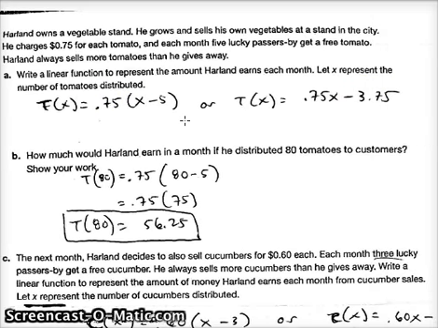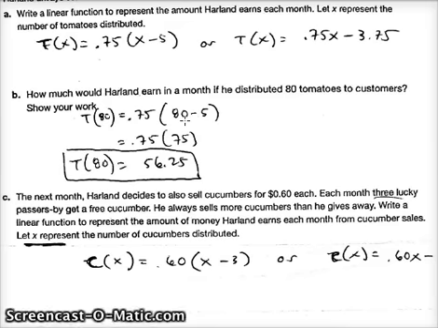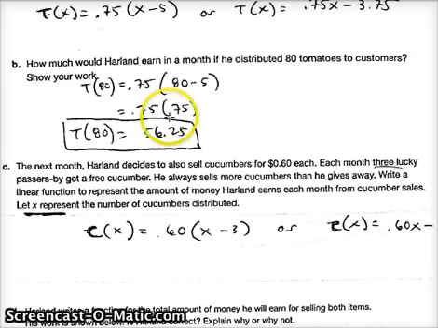Question 4b. How much would Harlan earn in a month if he distributed 80 tomatoes to his customers? So here, x is equal to 80. You just substitute that into your equation from above. You can use either of these functions here. I just chose to use the one on the left.